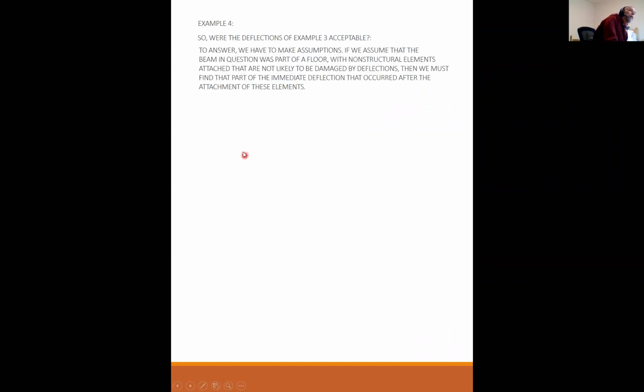So were the deflections of example 3 acceptable? To answer, we have to make some assumptions. If we assume that the beam in question was part of a floor with non-structural elements attached that are not likely to be damaged by deflections, then we must find that part of the immediate deflection that occurred after the attachment of the elements. This deflection can be assumed to be equal to the total minus the dead load.